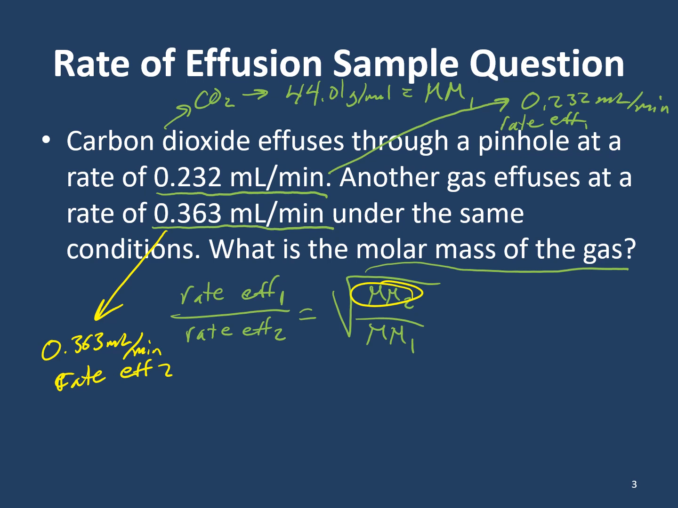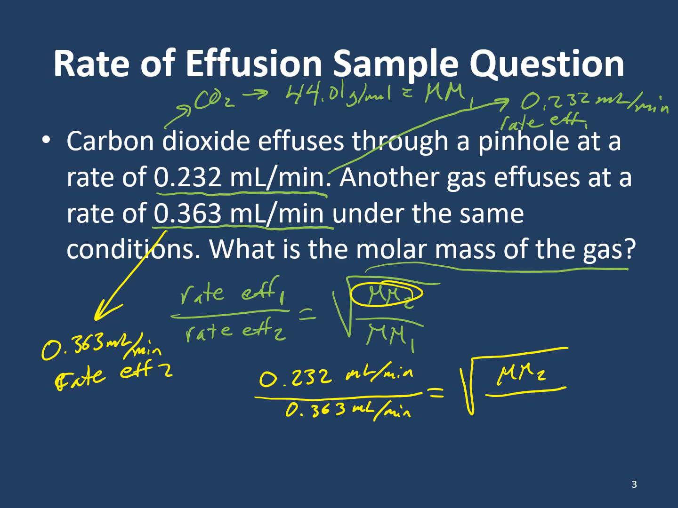So let's plug in, right? So we have 0.232 milliliters per minute over 0.363 milliliters per minute is equal to the square root of molar mass 2, what we're trying to solve for, over the molar mass of CO2, which is 44.01 grams per mole. Now, if I want to solve for this, I need to square both sides, right, so that I can get rid of that square root. So I'm going to square both sides and divide those two numbers as I go too. So let's do that, and then we'll get our number.